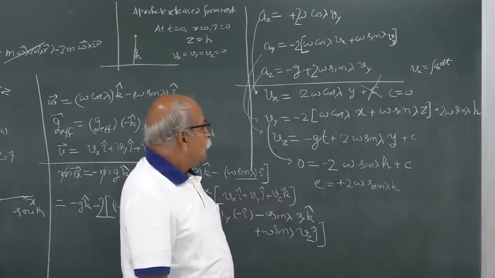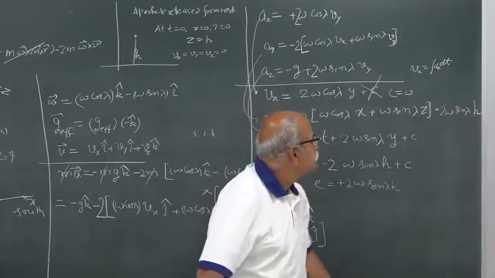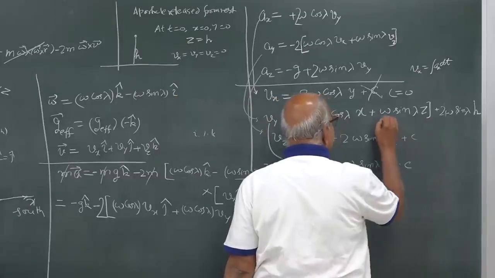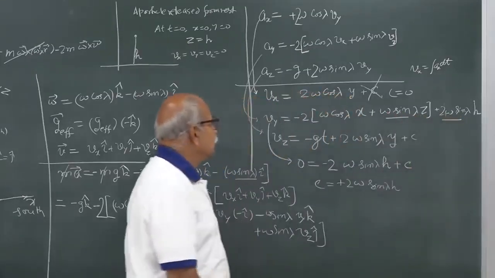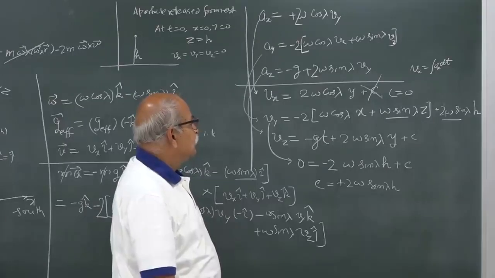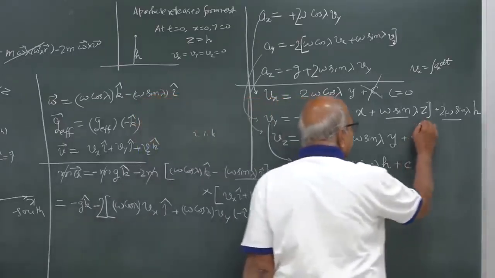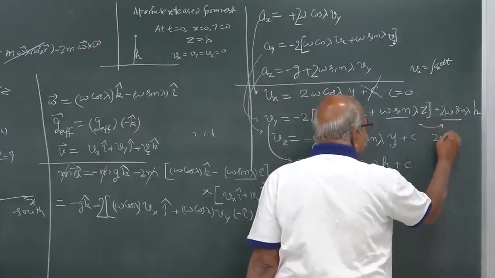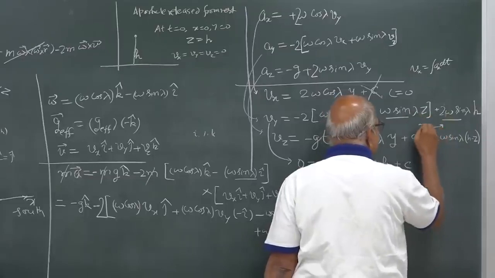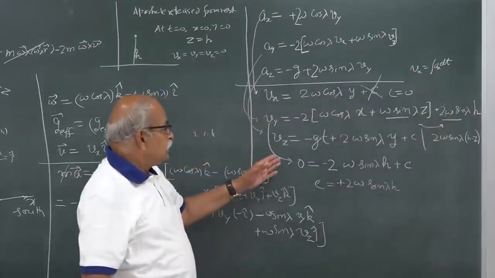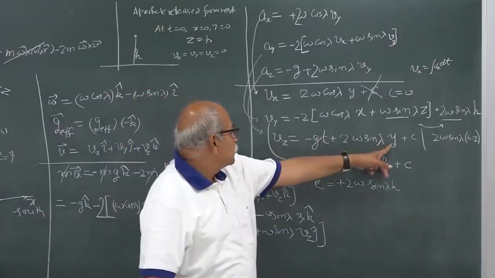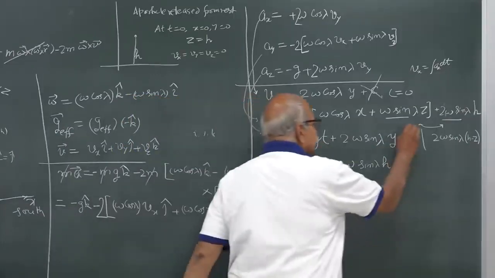Okay. So, 2 omega sin lambda you can take common from these two terms, and what you can write here is this term and this term together, h minus z. So, you can combine this and write 2 omega sin lambda and h minus z. So, these two terms can be written as this, that is C. In this equation, what is C? At t equal to 0, y equal to 0 and Vz is also equal to 0. So, this C is 0.